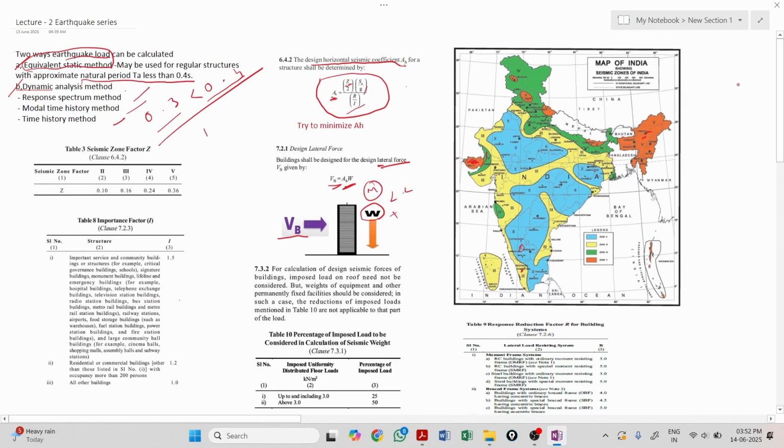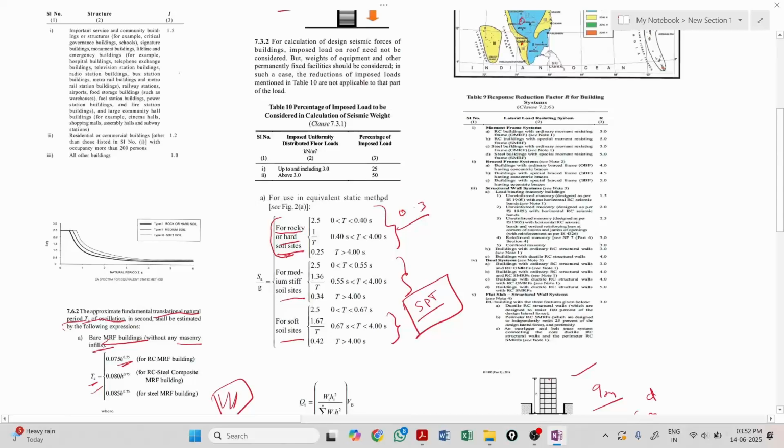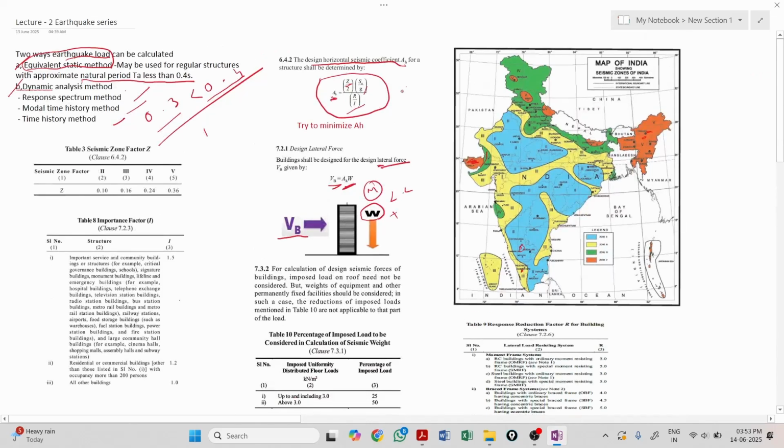Not a problem. So we have found Sa by g right now. Sa by g is now 0.3. That is less than 0.4 and more than 0, so we are going to take 2.5. That is the reason here we got Sa by g. So that depends on soil condition and even the time period of oscillation. Once we got that, then comes the zone factor.